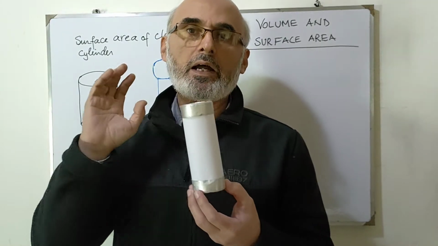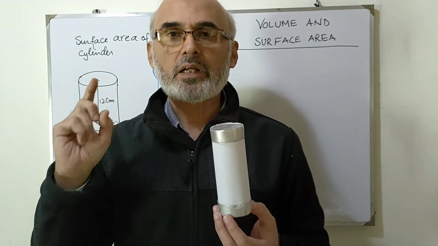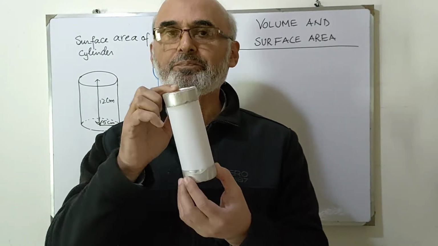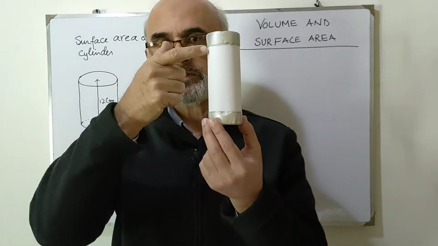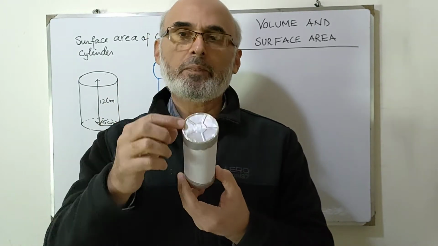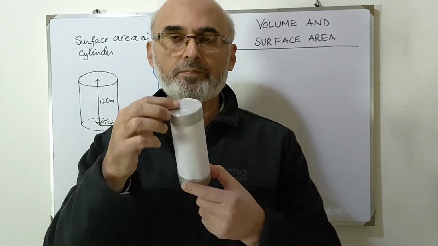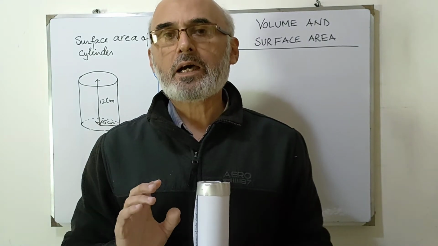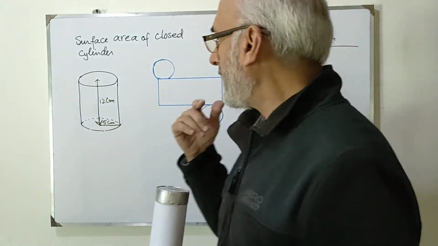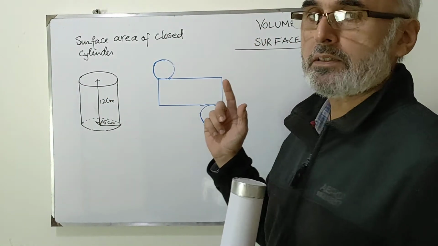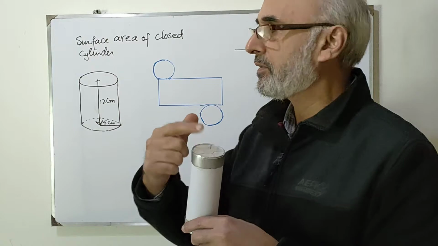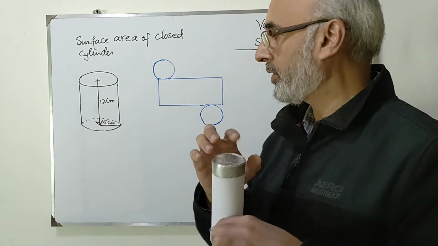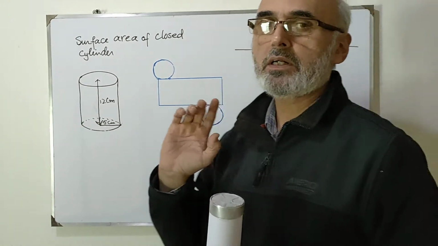Now, I said that we are going to calculate the surface area of a closed cylinder. See, this is a closed cylinder. This part is the height of the cylinder. Front of the cylinder, circular. Back of the cylinder, circular. Now, if we look at the net of the cylinder, this is the front, I have a circle over here. This is the back, I have a circle over here.